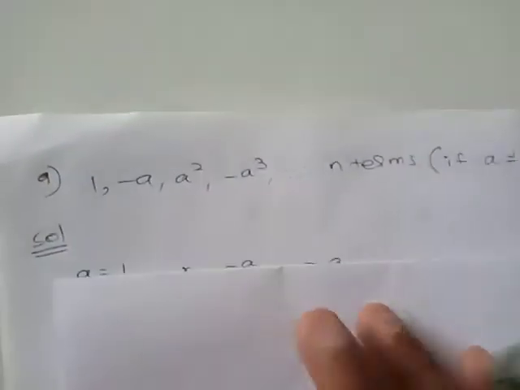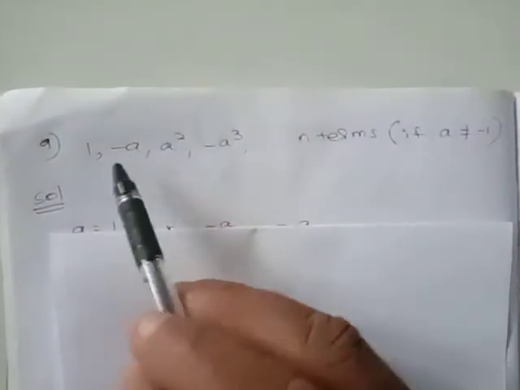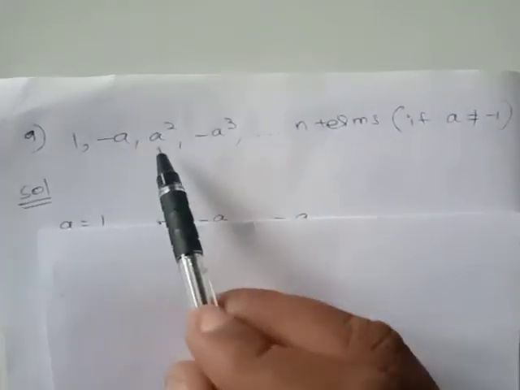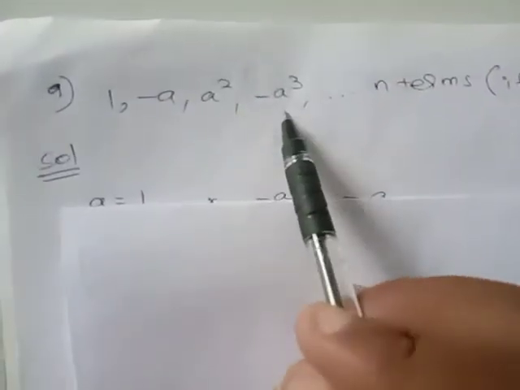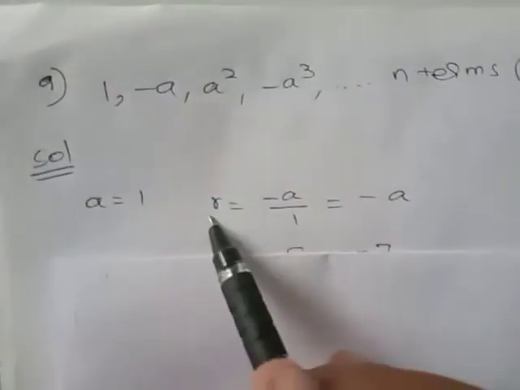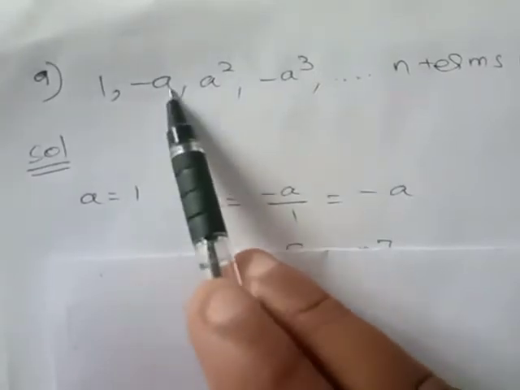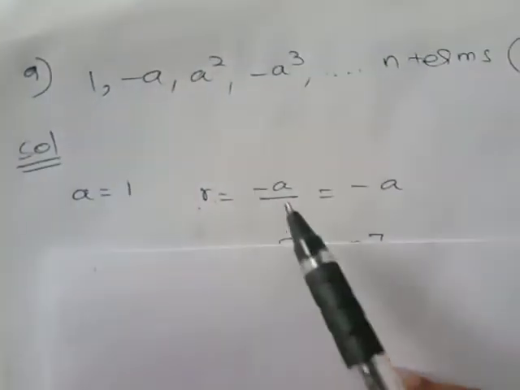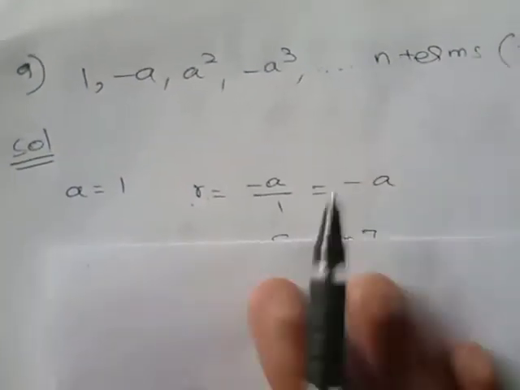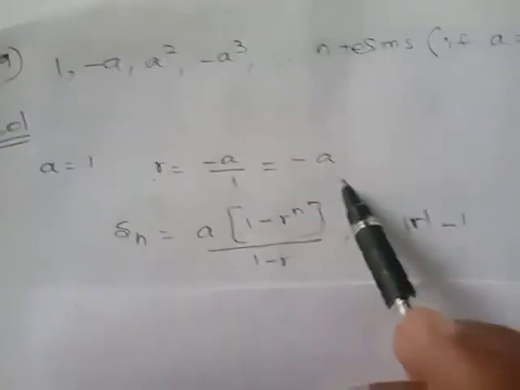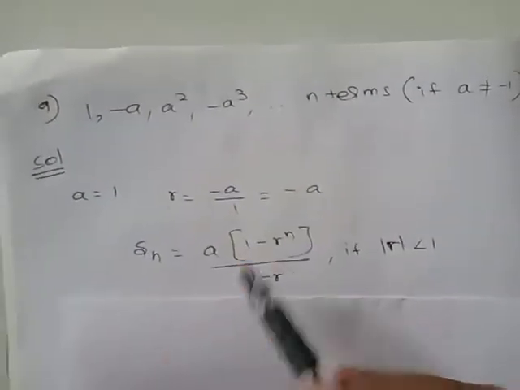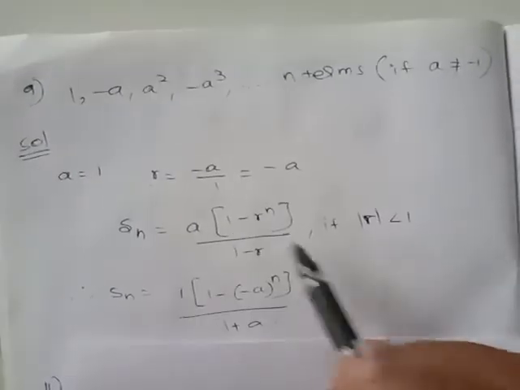Here again we need to find the sum of n terms of this GP: 1, minus a square, minus a. We know that the first term a is equal to 1. Then we need to calculate the common ratio. Common ratio can be calculated by dividing the second term by the first term. So minus a divided by 1, which is minus 1. Now we can apply any one of the formulae. You know that we have two formulae.